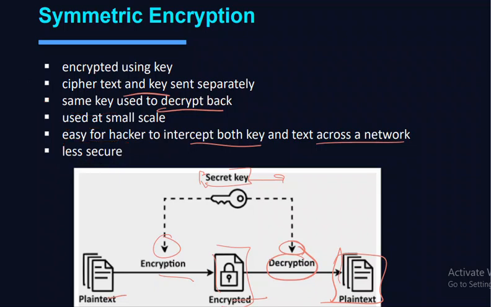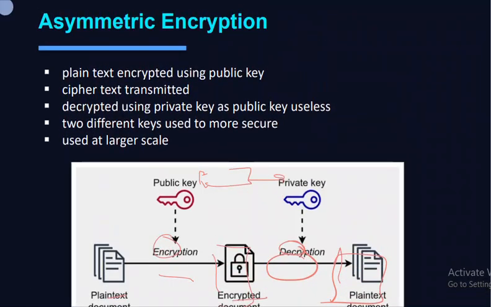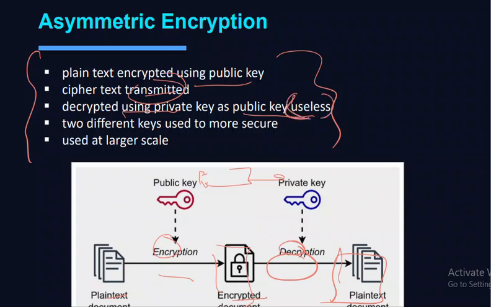What we actually follow right now is asymmetric encryption. It is long-term use and used at large scale, because your data needs to be secured. In cyber security you will use it mostly. Plain text is encrypted using the public key, and the ciphertext is transmitted and decrypted using the private key. Two different keys are used, so it is more secure and used at large scale.